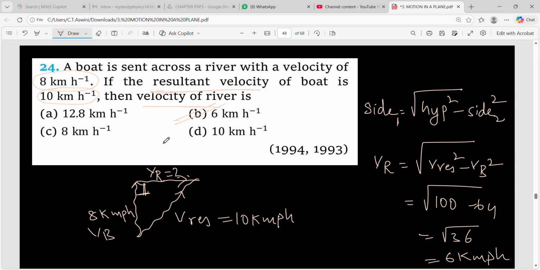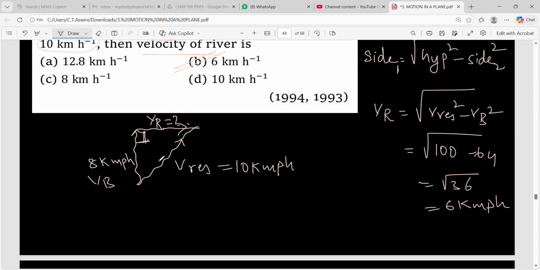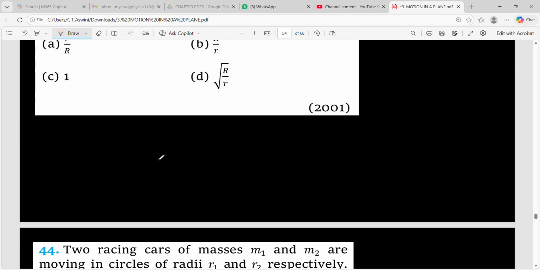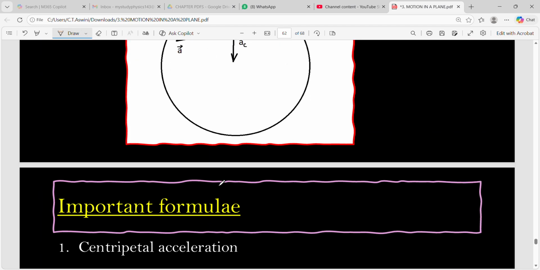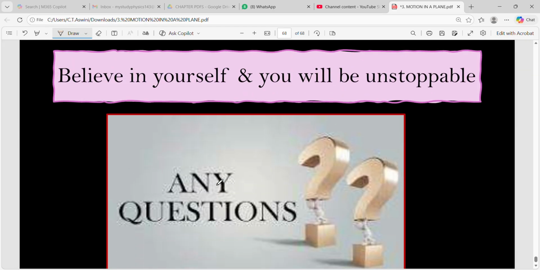Okay, so hope you have understood today's class, and in the next class we will see laws of motion and some questions related to uniform circular motion as well. So this is it for today. Any doubts in today's class? What did we discuss today? Today we have started relative velocity in 2D, and we have seen two important cases: crossing a river in shortest path, crossing a river in shortest time.